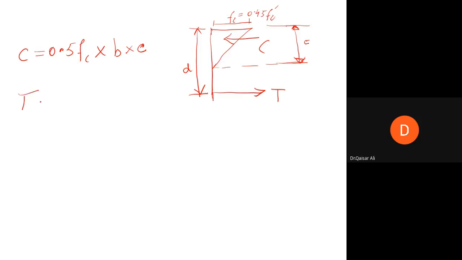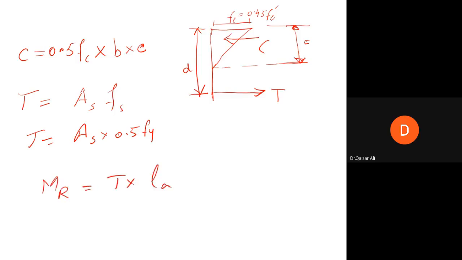And T will be equal to As into Fs. As is the steel area, the area of the steel bars, and Fs is equal to 0.5 Fy. So T will be equal to As into 0.5 Fy. Correct? And the resisting couple, in this case, Mr will be equal to how much? Mr will be equal to T into the lever arm. This is the lever arm. And this lever arm will be equal to total d minus this distance.